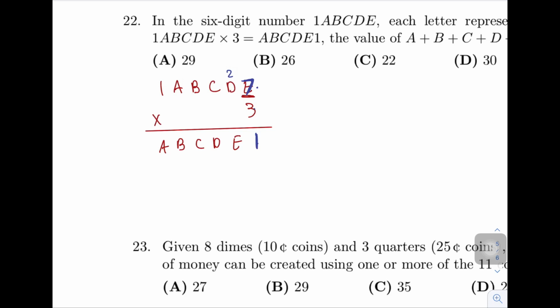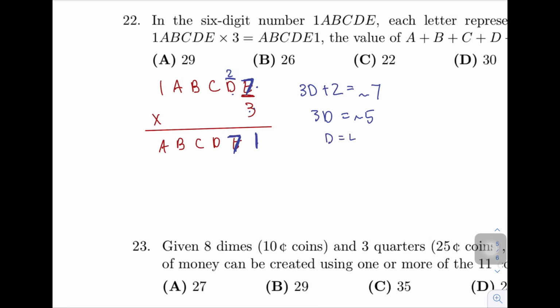Okay, so moving on to D. We also know that E in this case is 7. So 3 times D, so 3D plus this 2 gives you something with the remainder ending with 7. So 3D, you minus 2 on both sides, you get something that ends with 5, and you go through the digits 0 through 9, and you realize that D must be 5, because 3 times 5 is 15, which ends with 5. So D is 5. This is also 5. So 3 times 5 is 15.